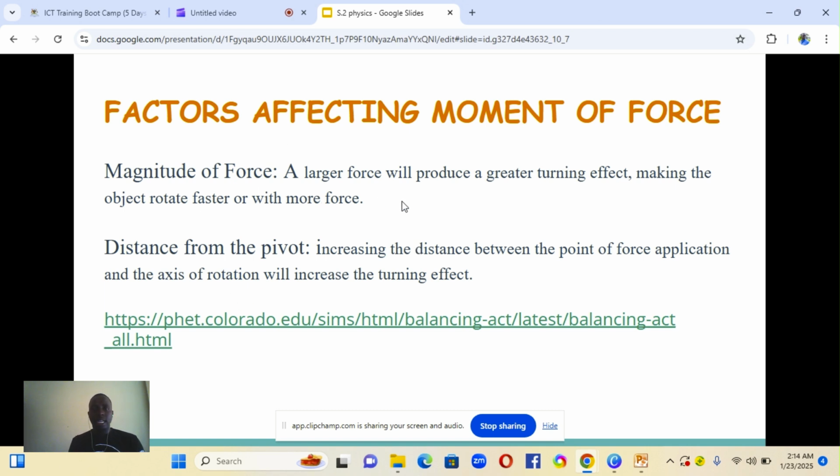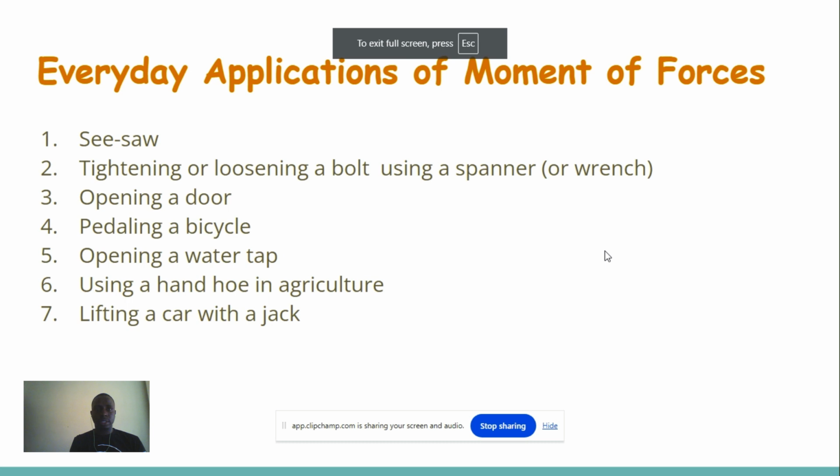Here we have said that a larger force will produce a greater turning effect, making the object rotate faster or with more force. So we have seen that when we increase the distance, then the turning effect also increases. So those are the two factors that will affect our moment of the force.